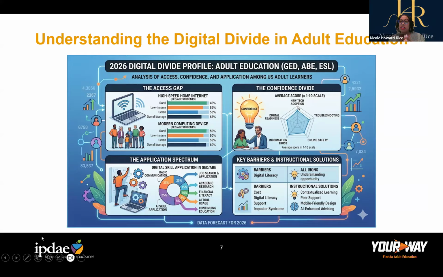Understanding digital literacy, we have to understand where we are. We have to understand the access, what that really looks like, the confidence divide, and the application, which we decided would lead our session today through our agenda. Now let's just talk about it.